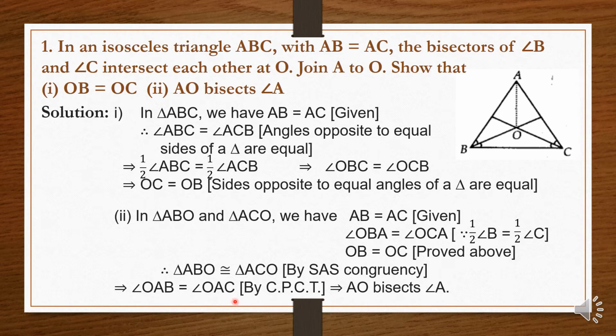Hence, we can write, therefore by CPCT, because these two triangles are congruent to each other, these two angles are also equal. Now if these two angles are equal, then they are divided by AO into equal parts. That is, angle BAC has been divided by the line AO into two equal parts, as we have got this condition. Hence, we can say that AO is a bisector of angle A.